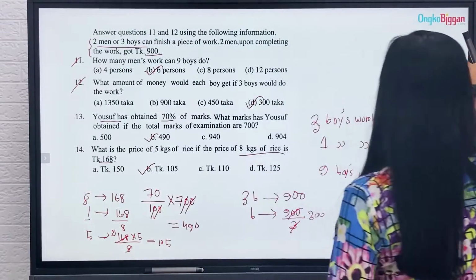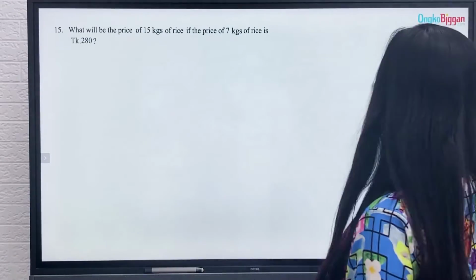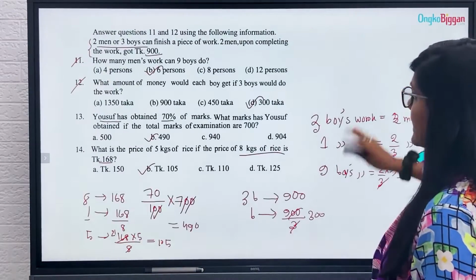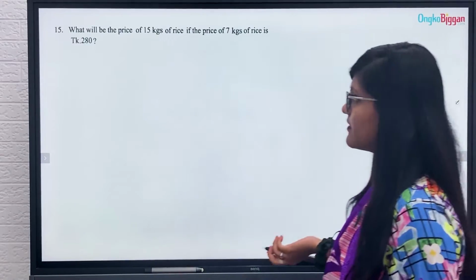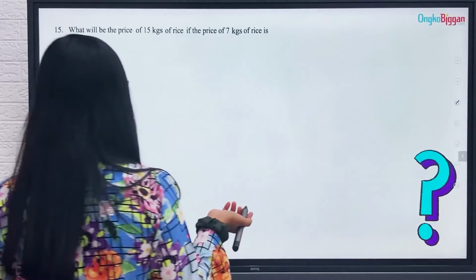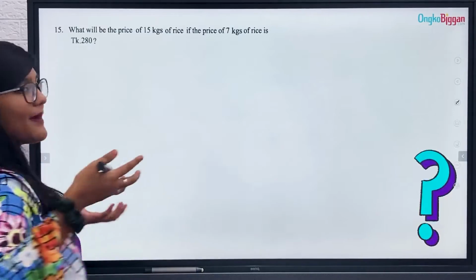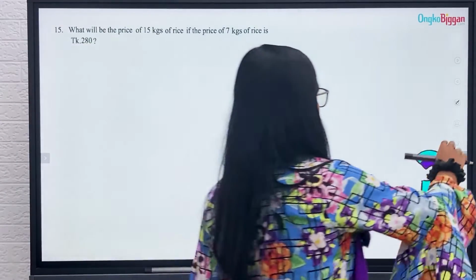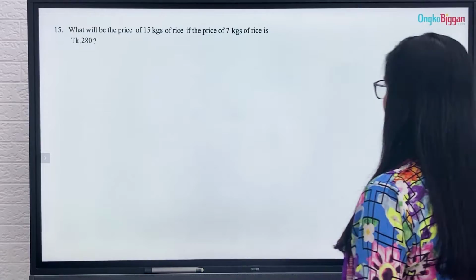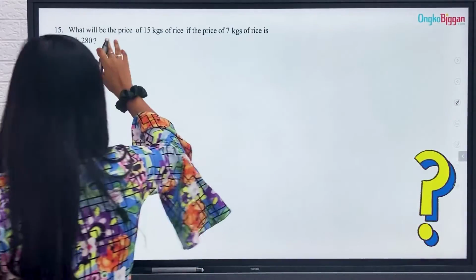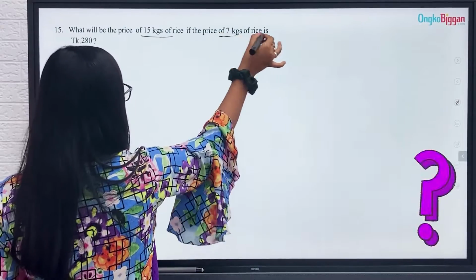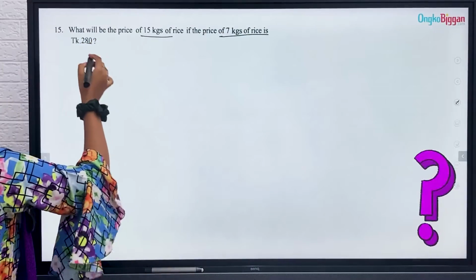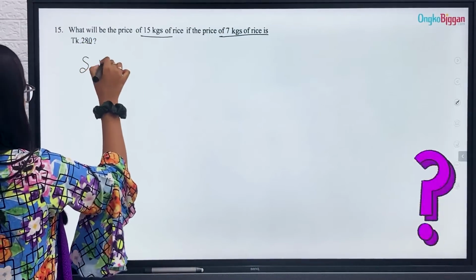So moving forward, I hope you are clear up to this. Up to this we have solved MCQs. Now we are going to solve some big questions that are our main unitary method questions. So yes, let's start. We are going to start with a very easy one. What will be the price of 50 kg of rice if the price of 7 kg rice is 280? This is a very basic unitary method.